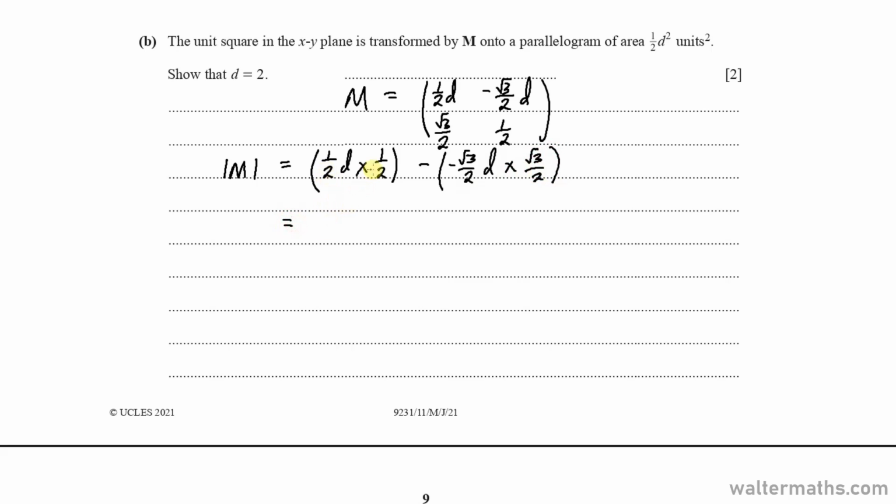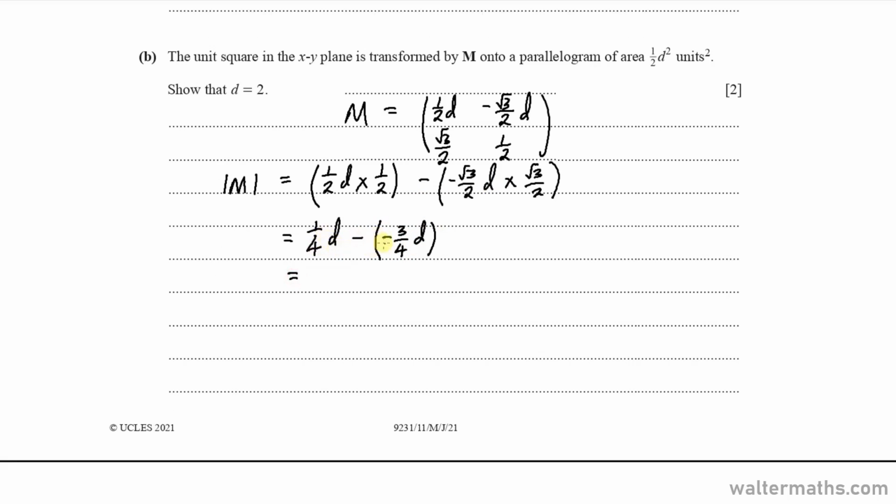So this is going to give me here a quarter d, and that's minus of minus 3/4, that's 3/4 d. So that's 1/4 d minus 3/4 d, which is just 1/4 d plus 3/4 d, which gives us d. Now therefore, if I multiply the determinant of M, which happens to be d, times the area of the unit square, which is 1, they say here that this transforms to a parallelogram of area half d squared.